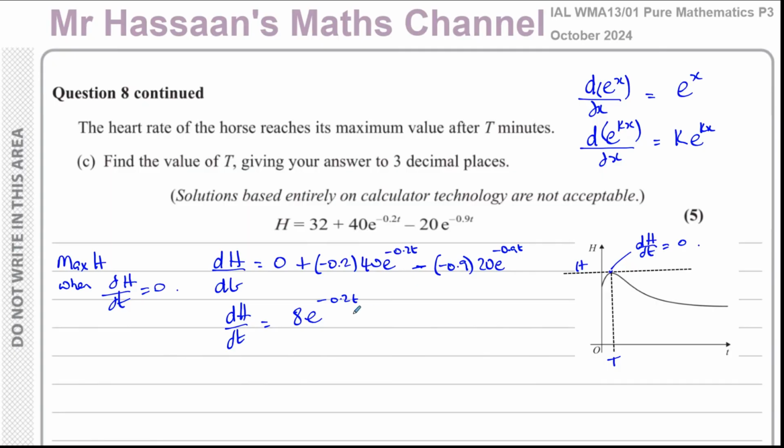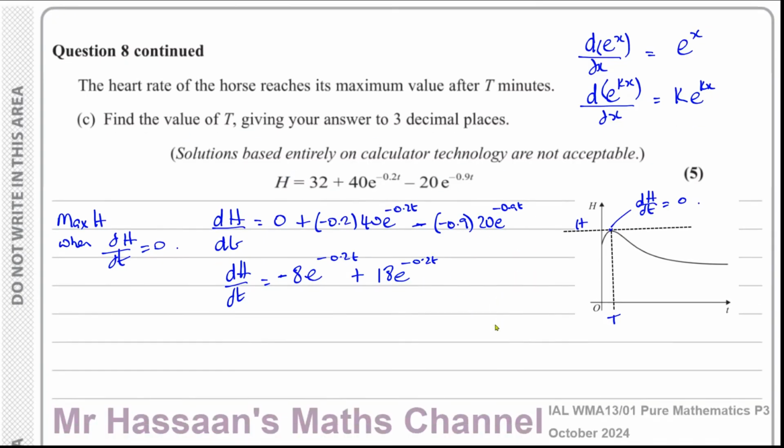And minus times minus is plus. This is negative, by the way, because you have a minus there. And this is minus times minus, which is plus. Now 9 times 2 is 18. So that's going to be 0.9 times, yeah, that's going to be 18. So it's plus 18 e to the power of negative 0.2t. Right, so that's the gradient function for our equation here.